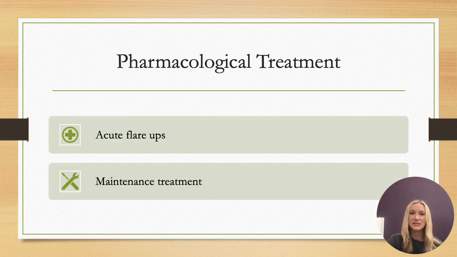Now we will be discussing pharmacological treatment. Most people use some type of medical management to keep their eczema under control, along with the lifestyle modifications that were previously discussed. The first-line pharmacological treatment for eczema is a topical corticosteroid. This works by reducing the response of skin cells in inflammatory conditions.